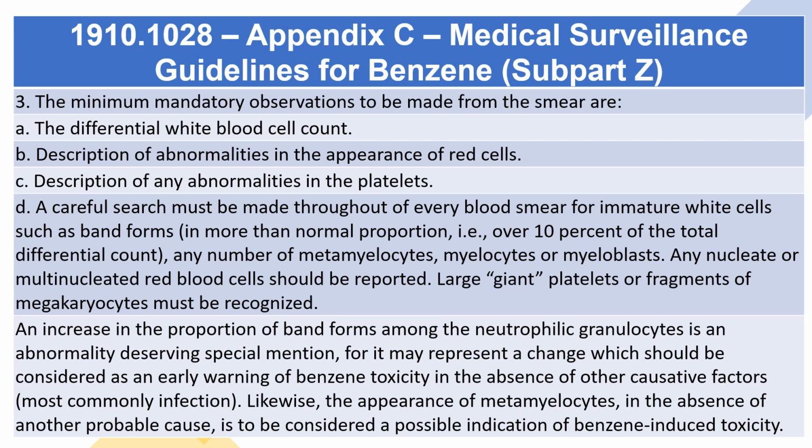more than normal proportion, i.e., over 10% of the total differential count, any number of metamyelocytes, myelocytes, or myeloblasts. Any nucleated or multinucleated red blood cells should be reported. Large giant platelets or fragments of megakaryocytes must be recognized. An increase in the proportion of bandforms among the neutrophilic granulocytes is an abnormality deserving special mention, for it may represent a change which should be considered as an early warning of benzene toxicity in the absence of other causative factors, most commonly infection. Likewise, the appearance of metamyelocytes, in the absence of another probable cause, is to be considered a possible indication of benzene-induced toxicity.